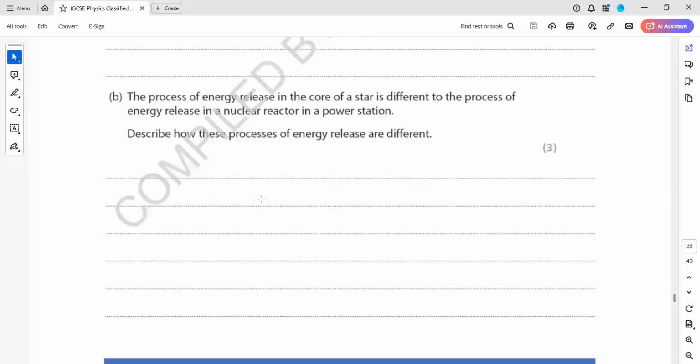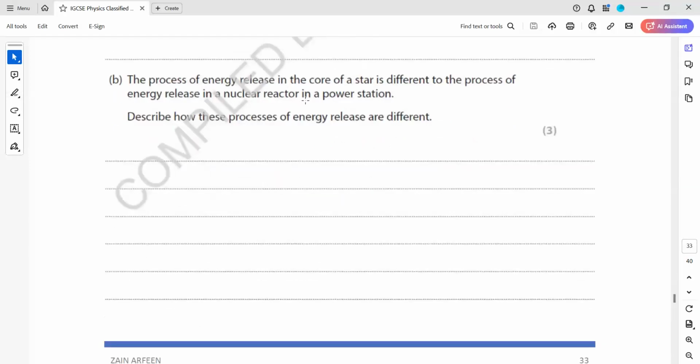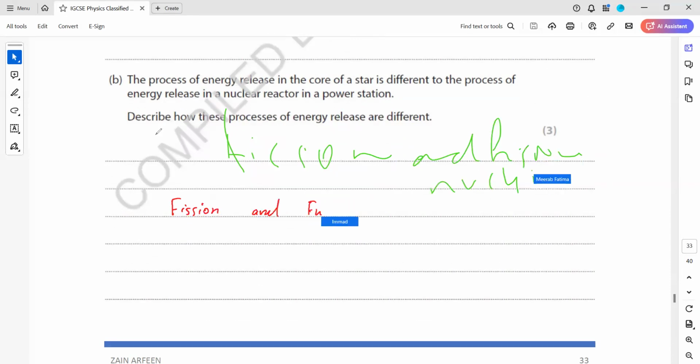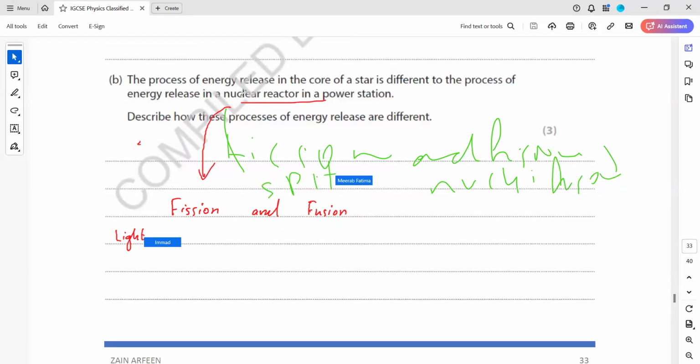The process of energy release in the core of a star is different from the process of energy release in a nuclear power station. How are the processes of energy release different? In a nuclear reactor we have fission, and in the core we have fusion. In fission, heavy nuclei break down into lighter ones, and in fusion, lighter nuclei join to form heavier ones. But both of them are exothermic reactions. Both of them release energy.